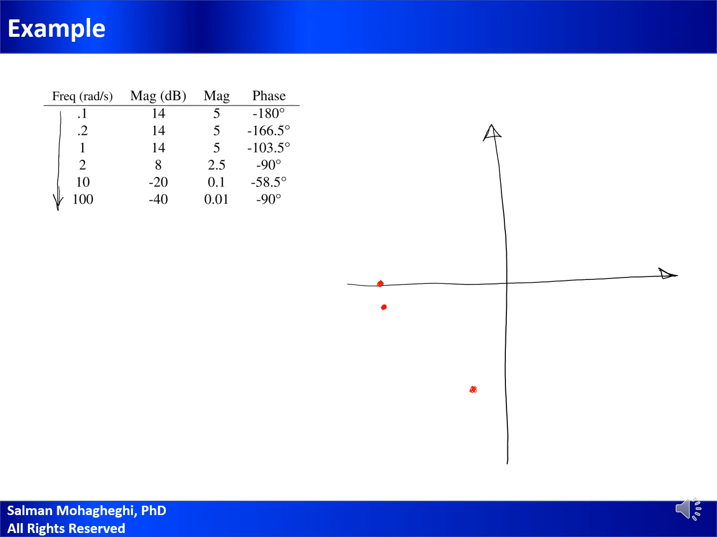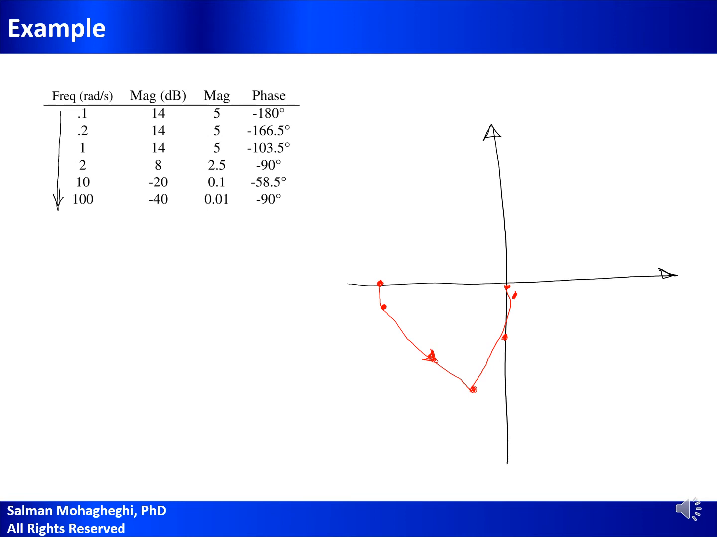And then we have minus 90 with a magnitude of 2.5. So let's say I am somewhere here. Minus 58.5, which is going to be somewhere here with a magnitude of 0.1. And again, a minus 90 with a magnitude of 0.01. So somewhere here. So I will now connect these together, and I will put an arrow to identify the direction of rotation. Now, this of course corresponds to all the positive frequencies.